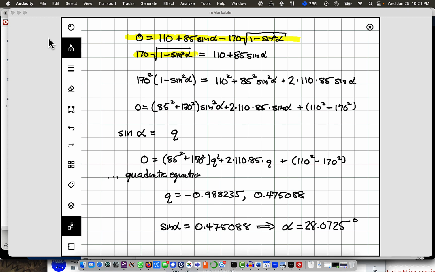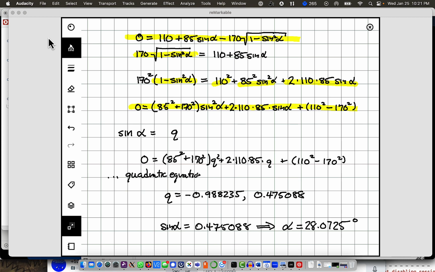So when I square this term on the left, I end up with that. And then squaring this on the right gives me the 110 squared, this guy, and then this cross term, which comes from doing this square of the right. So we can put it all together, and we get 0, that's the Y component equal to 0, equal to this huge, ugly looking expression. But it's written entirely in terms of sine of alpha.